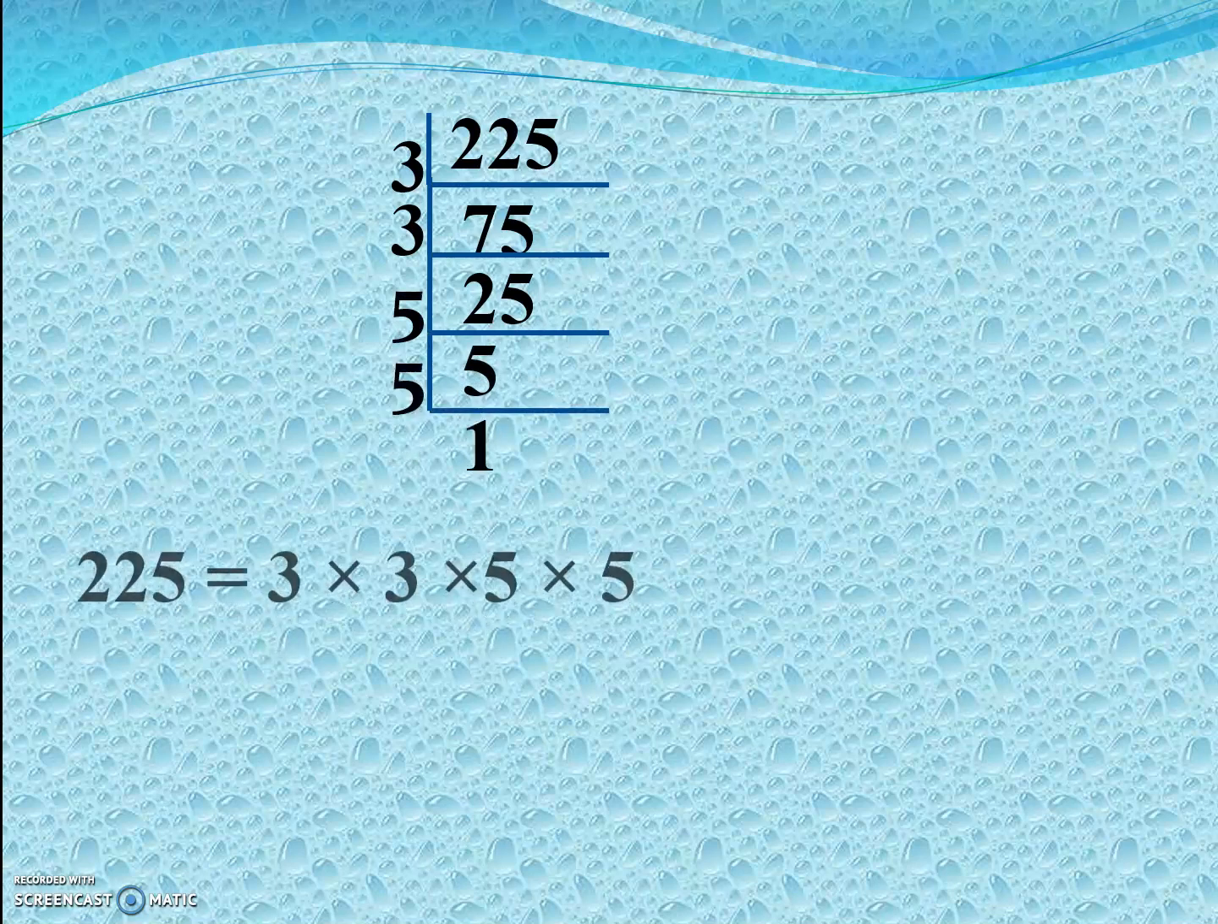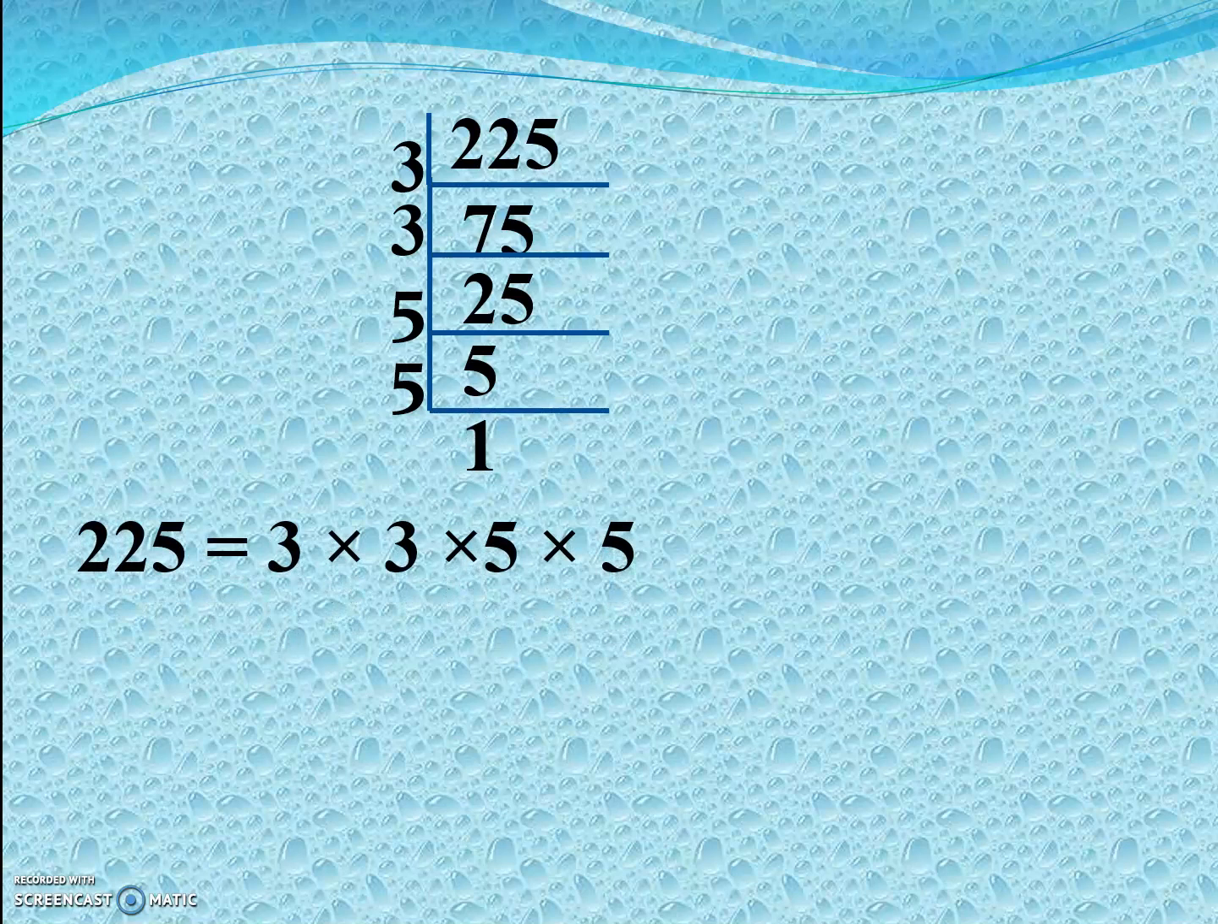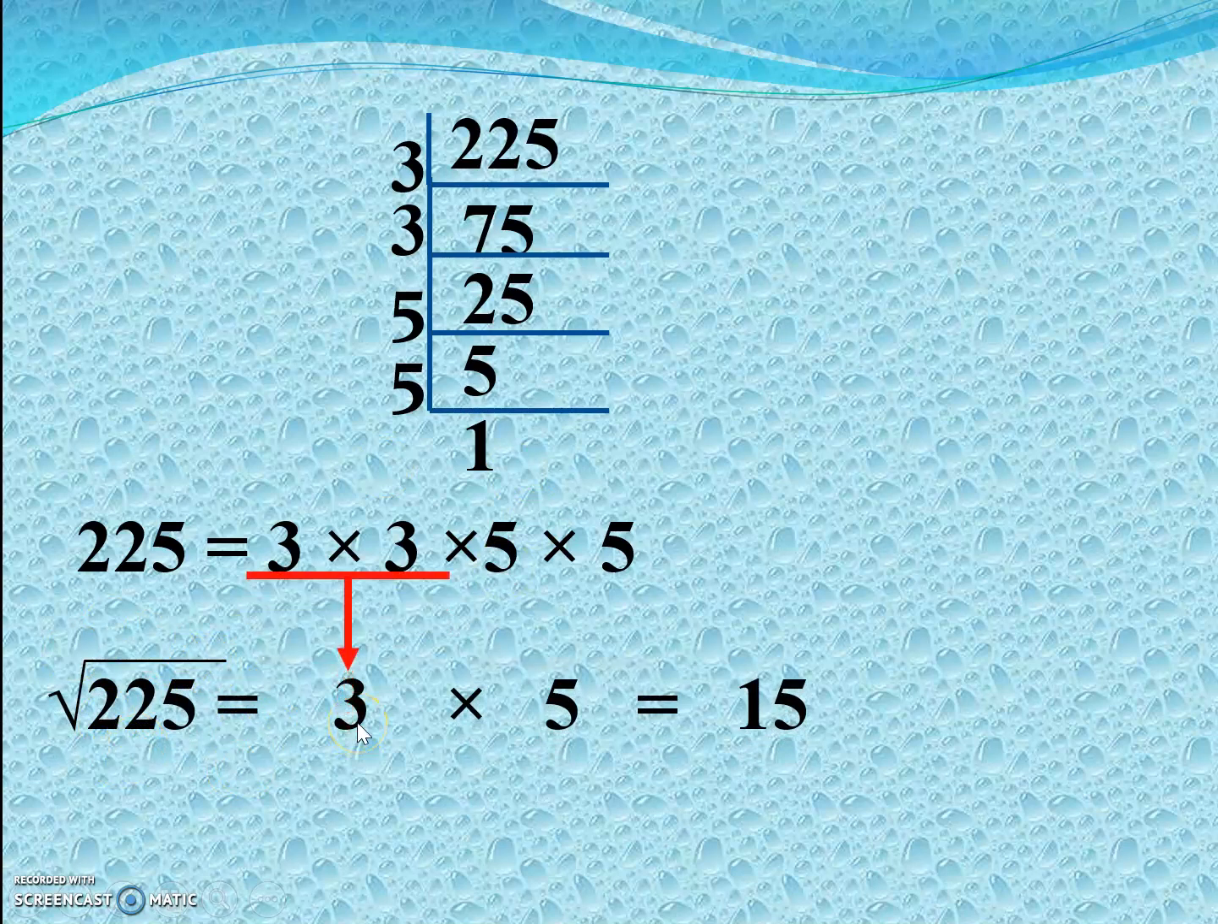Now we'll write the factors of 225. 225 is equal to 3 times 3 times 5 times 5. Now you can see here 3 is repeated 2 times and 5 is also repeated 2 times. So we can take those numbers for our square root. So root under 225 is equal to 3, which is repeated 2 times, and 5, which is repeated again 2 times, and 3 5s are 15. So our square root of 225 is 15. You can check it also. When you multiply 15 2 times, 15 times 15, you must get 225.